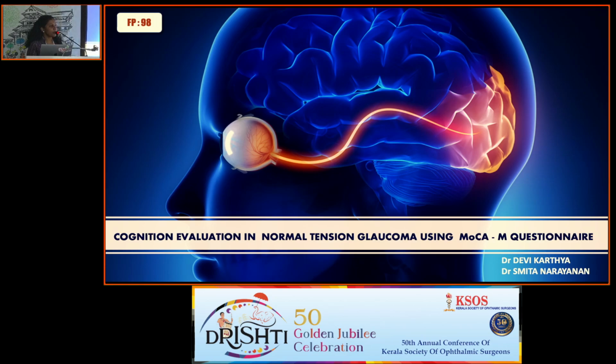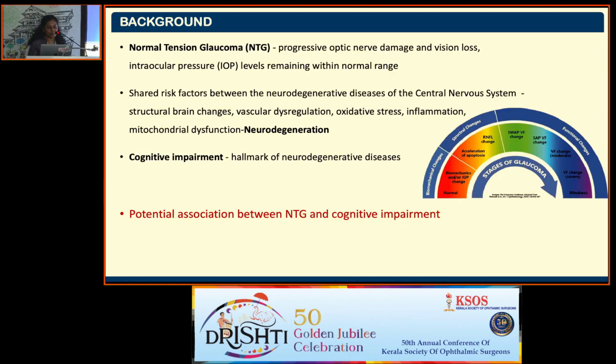Today, I'm going to present my paper on cognition evaluation in normal tension glaucoma using the Montreal Cognitive Assessment Questionnaire. Normal tension glaucoma is an exception in the glaucoma family where the major risk factor of an increase in intraocular pressure is missing. If not an increase in IOP, then what are the other risk factors? There are many pathophysiologies being proposed, of which a neurodegenerative mechanism due to impaired CSF dynamics brings normal tension glaucoma closer to other neurodegenerative disorders.